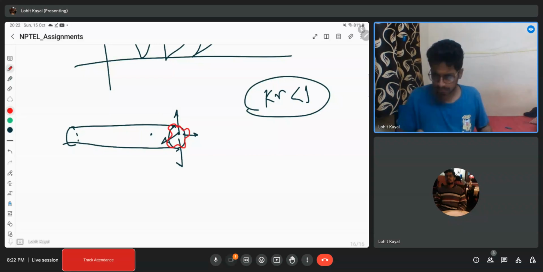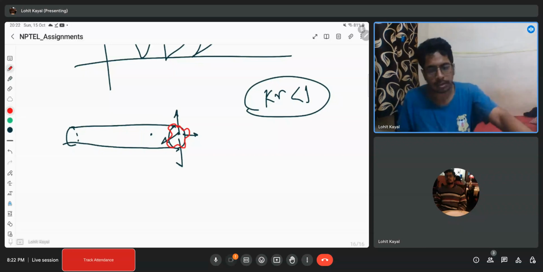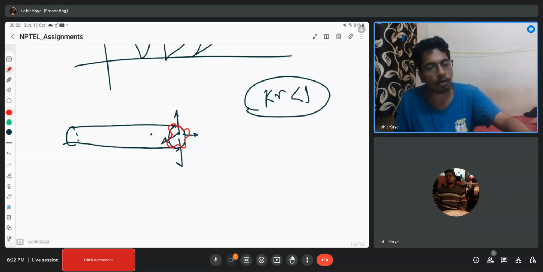We have derived this for the unforced case. Now the forcing has a particular form. Let me give you the form of the forcing.